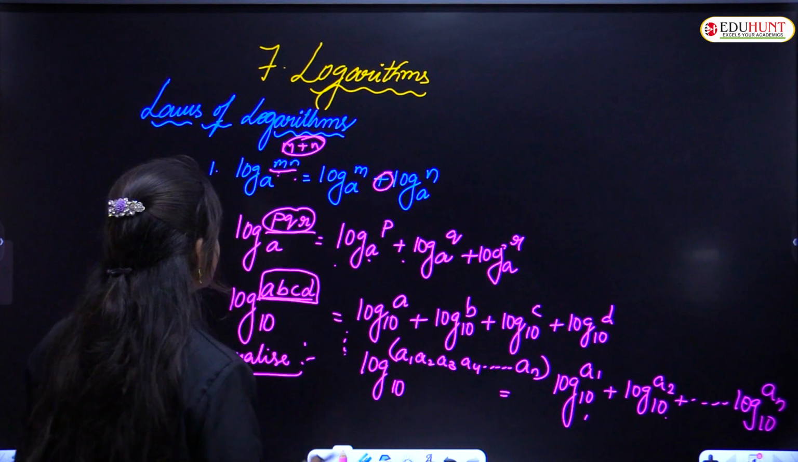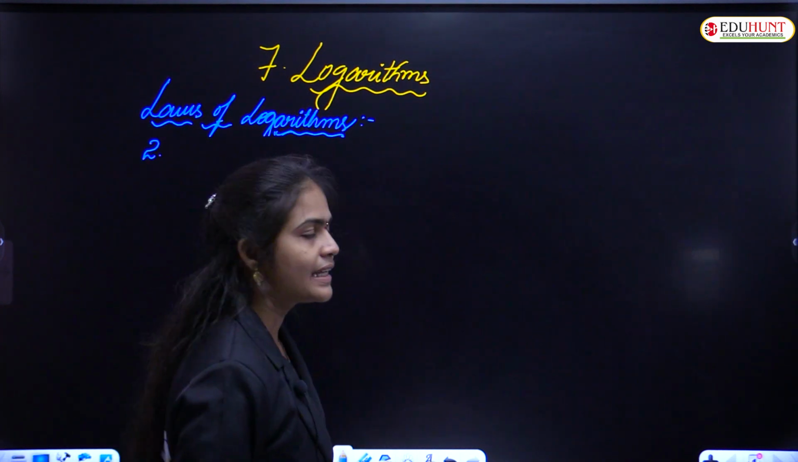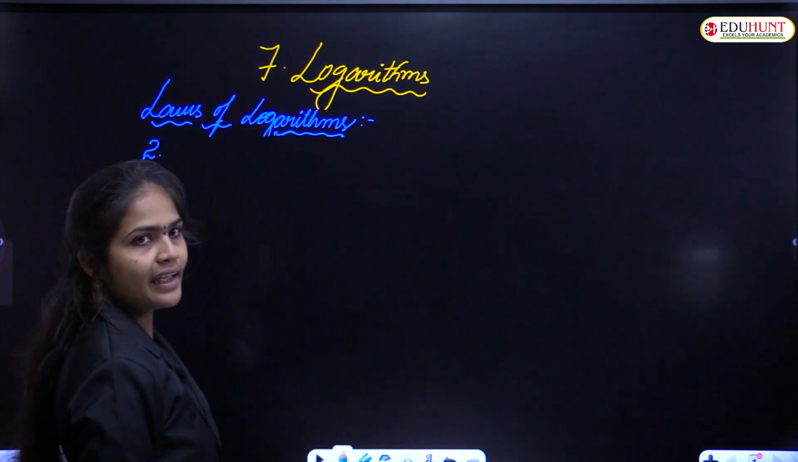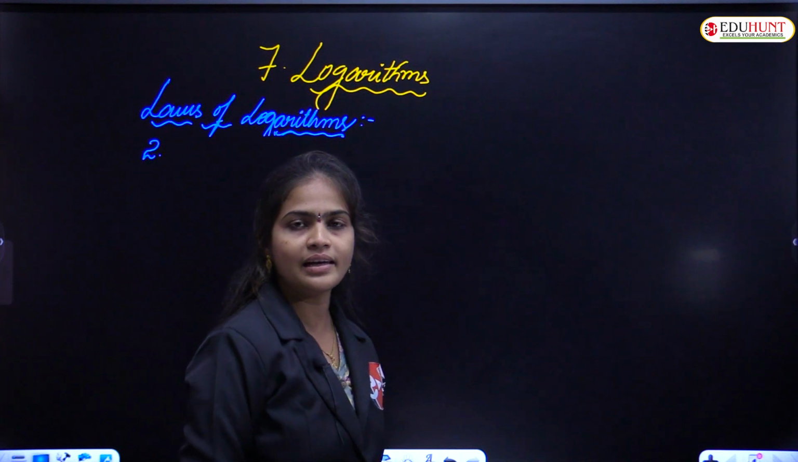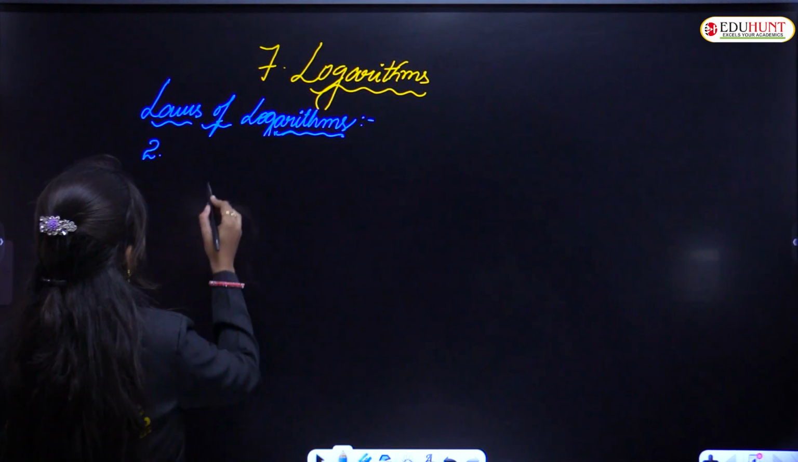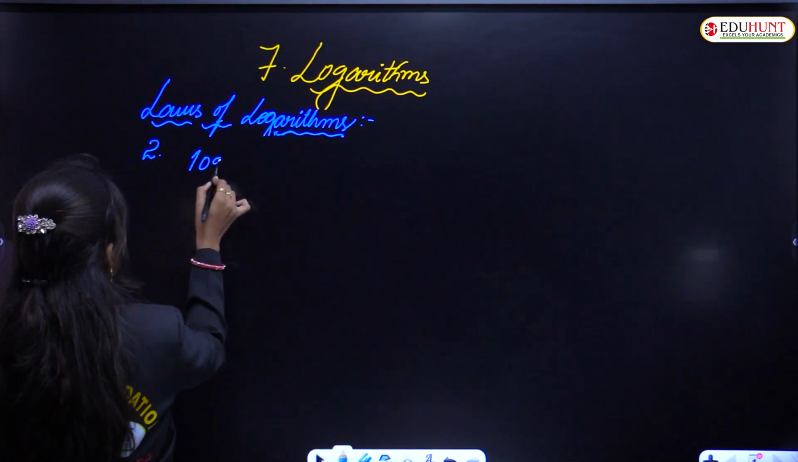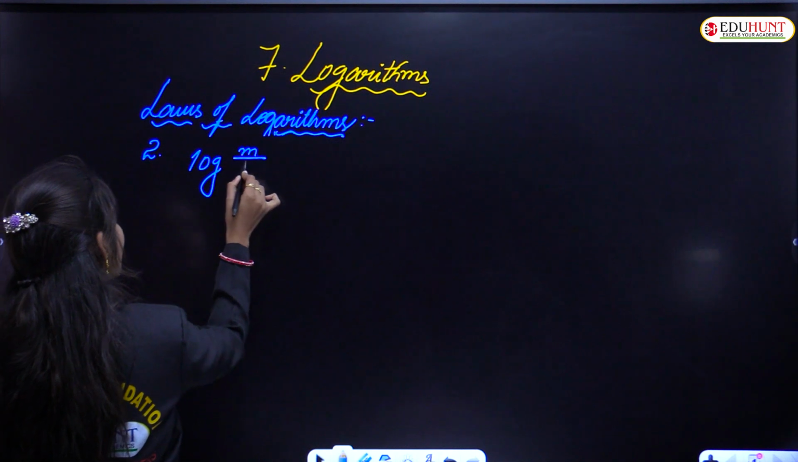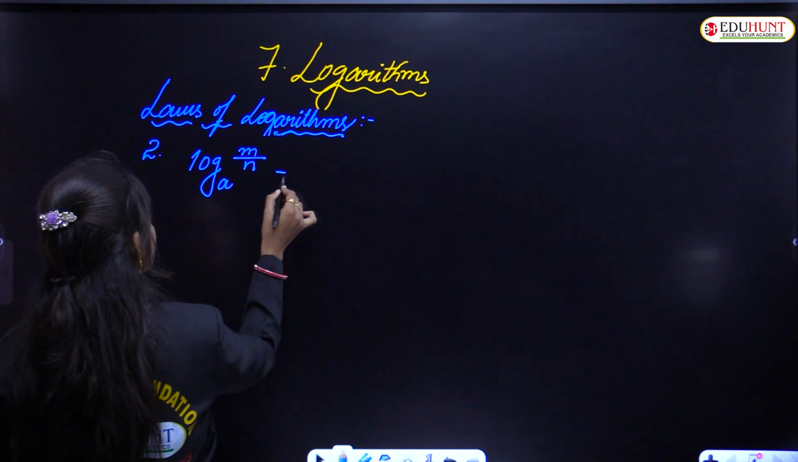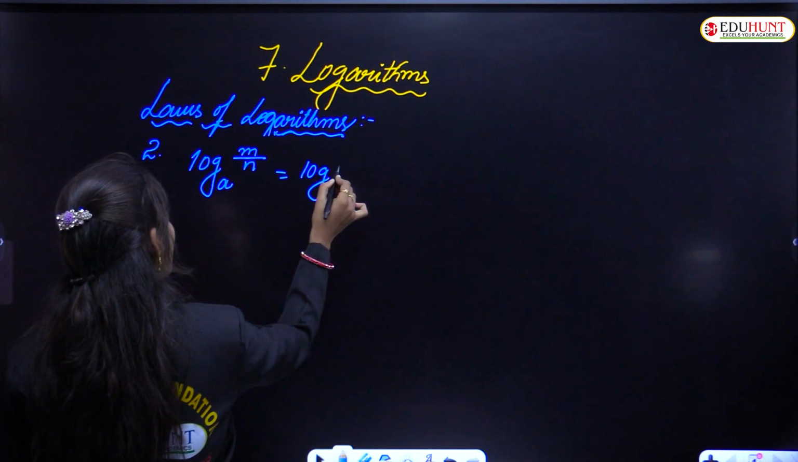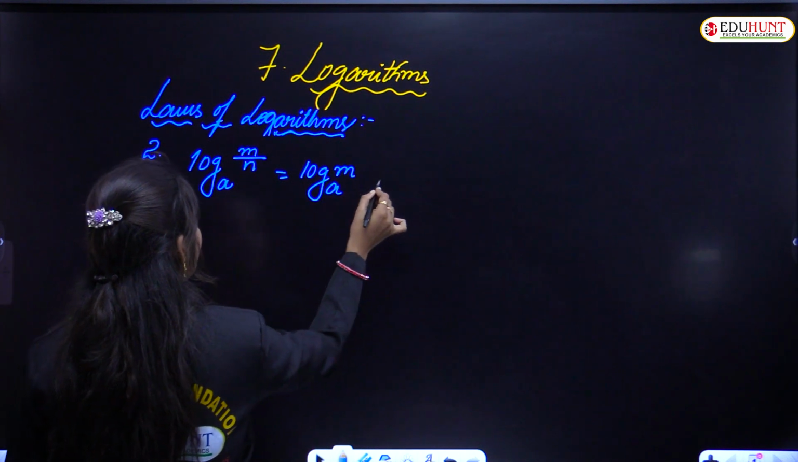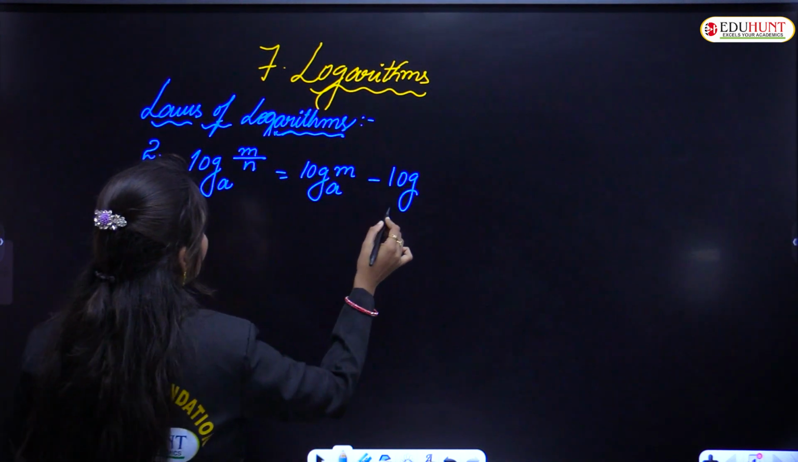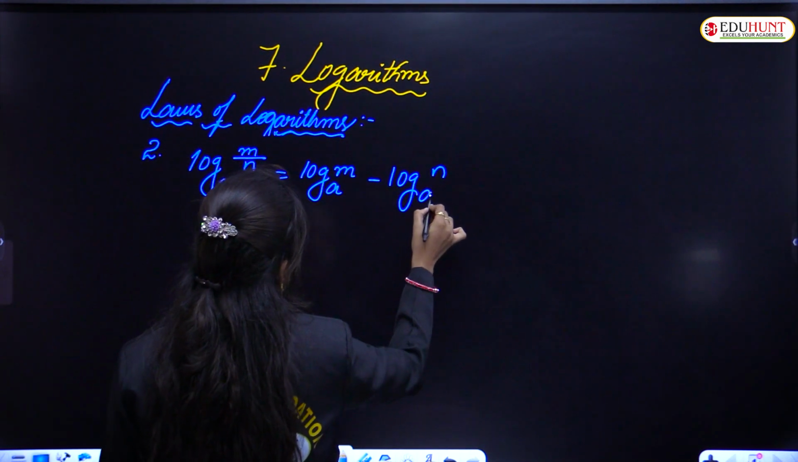What is the next law? See here. The second law is, here again m comma n are any two positive real numbers, then log m by n to the base a is equal to log m to the base a minus log n to the base a.